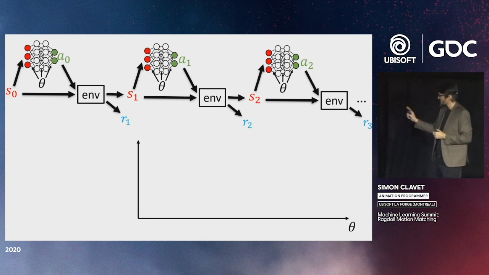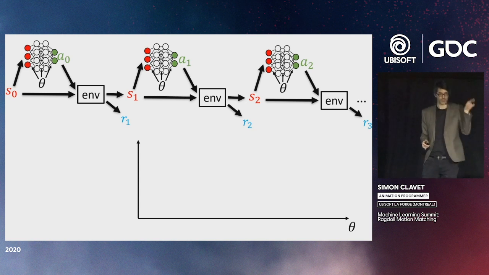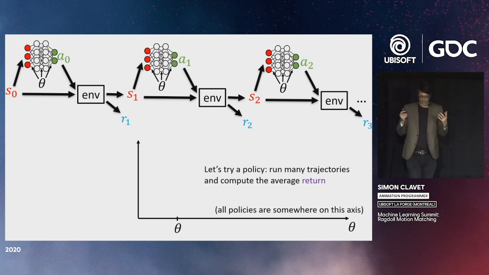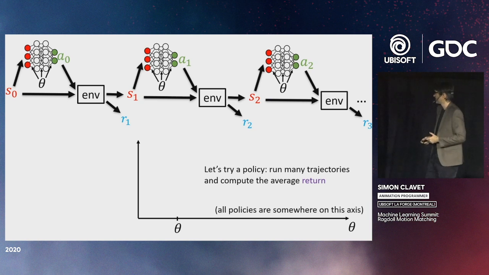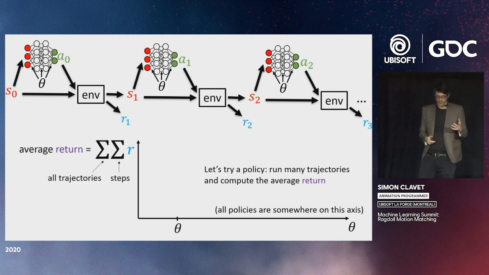So one thing we can do is plot it like this. We're going to put theta, the parameter, on this axis. Let's say there's just one parameter, a neural network with just one neuron or something. And so all policies are somewhere on this axis. And we're going to try one. Let's try one neural network with this parameter. And we're going to run many trajectories with this policy and compute the average return. Average return would be summed over all steps, over all trajectories, all episodes that you do, maybe divided by the number of trajectories, but we don't actually care. And you get this number that says how happy you are with this policy.